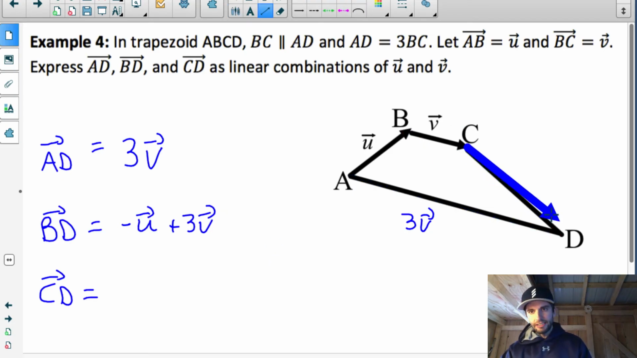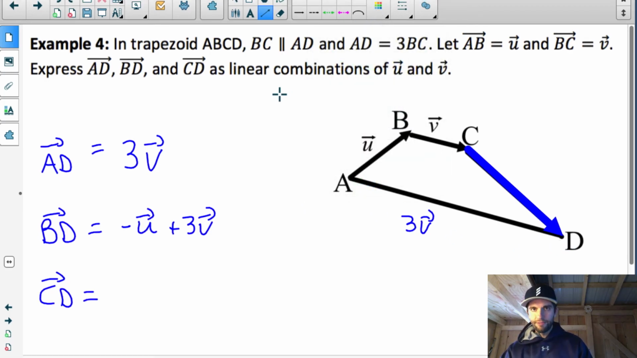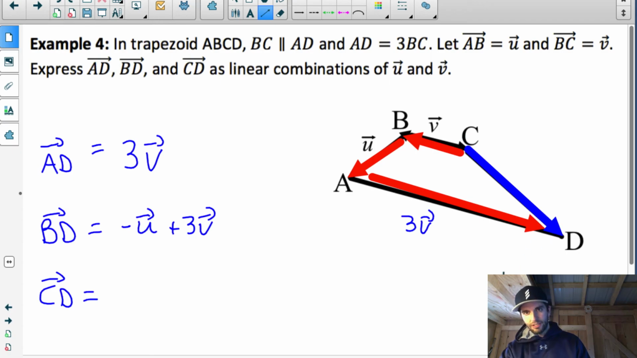Now let's do vector CD. We want this vector right here. So I'm actually going to express this vector as a sum of 3 different vectors, right? We can add as many vectors as we want together. As long as they're placed tip to tail, I know the sum of them goes from the tail of the first vector to the tip of the last vector. So for example, to get from here to here, I could add this vector, and this vector, and this vector, right? The sum of those 3 vectors would be the vector that goes from the tail of the first vector to the tip of the last vector. And now I just have to come up with an expression for those 3 in terms of U and V.